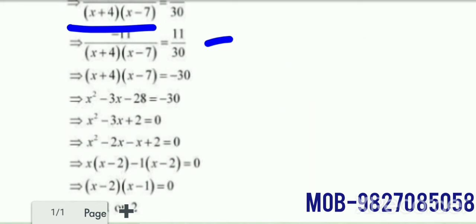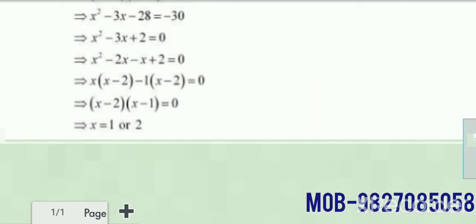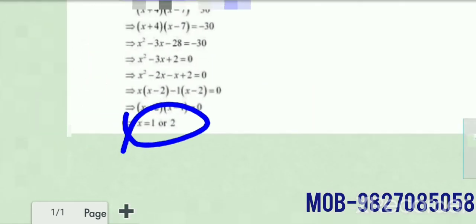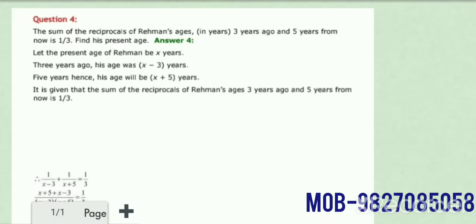And solve for x, so we got the value of x is equal to 1 or 2. Okay. Now question number 4 is the sum of the reciprocals of Rehman's age 3 years ago and 5 years later. So suppose the present age of Rehman be x, and 3 years ago the age was x minus 3, and 5 years later the age will be x plus 5.